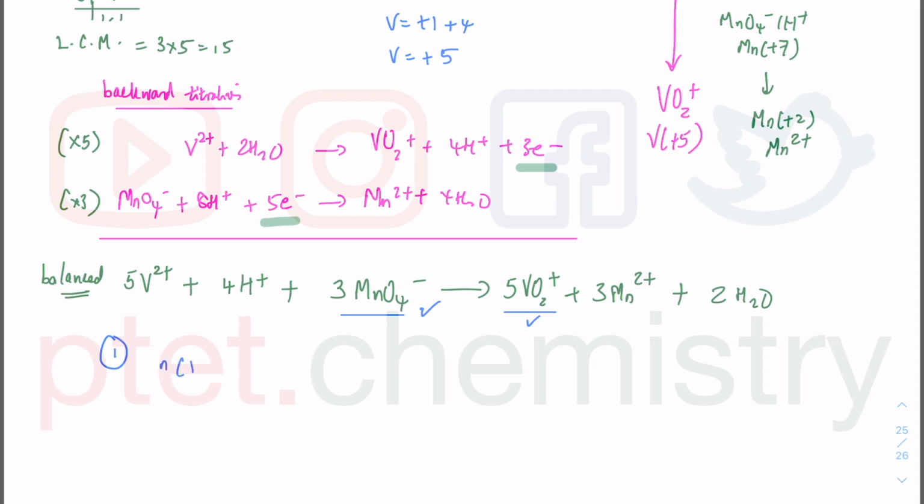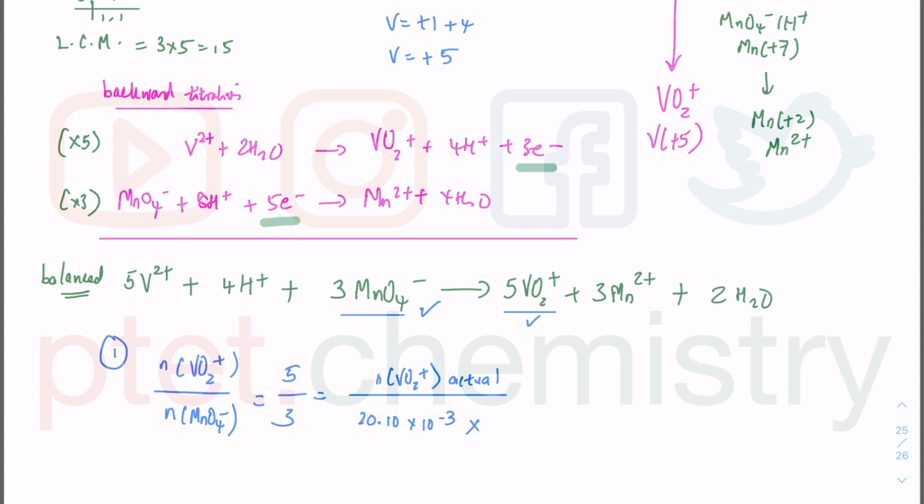So the mole of the VO2 plus to the mole of the manganate(VII) is 5 to 3. This is how I set up my mole balance ratio from the balanced equation. So label, and then from the balanced equation, and then what is the actual amount? This is the actual amount of the mole, and then at the bottom is going to be my value. So convert cm cubed to dm cubed by multiplying by 10 to the minus 3. That means divide by 1000.